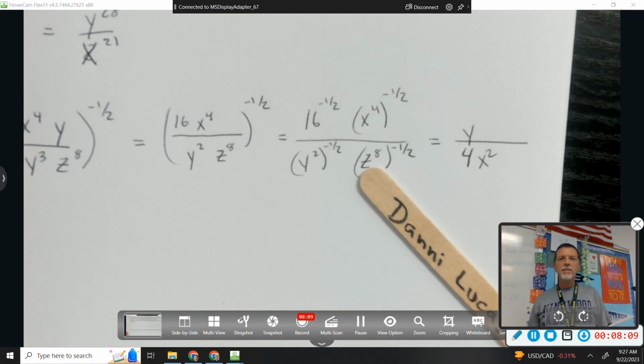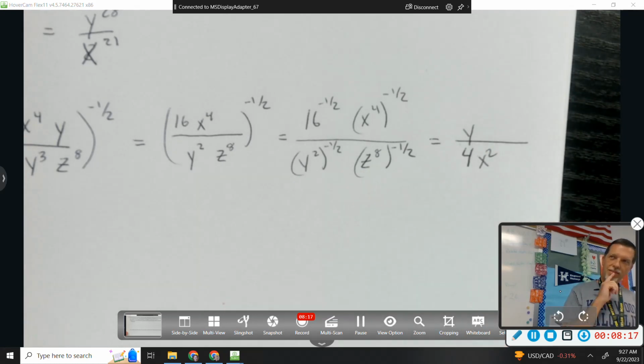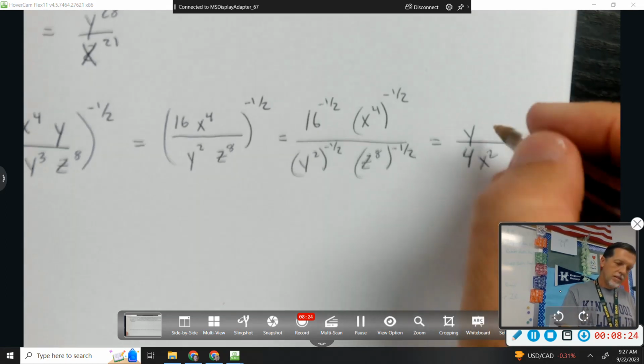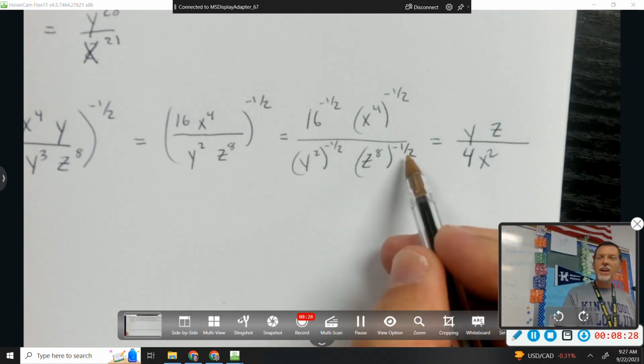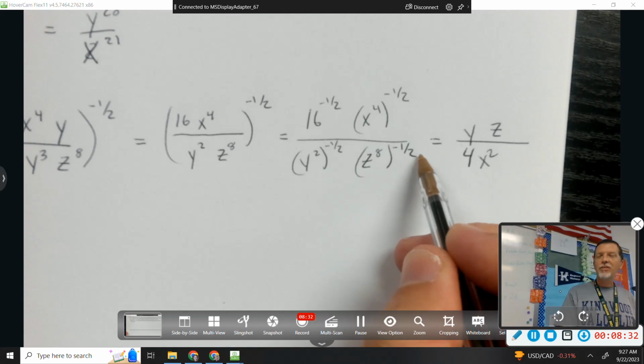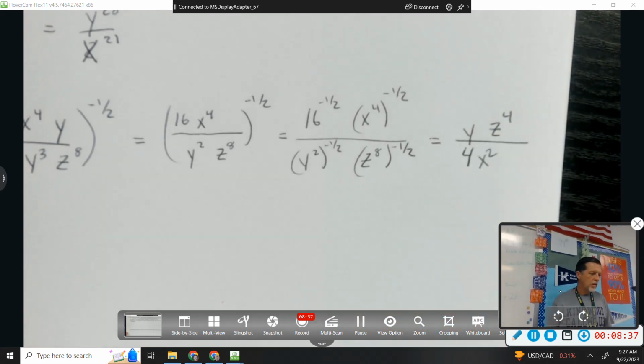And Danny, how about z to the 8th to the negative 1/2? On the top, and what is it? It's definitely in the top. Power to a power we multiply. So half of 8 is 4. So y z to the 4th over 4 x squared.